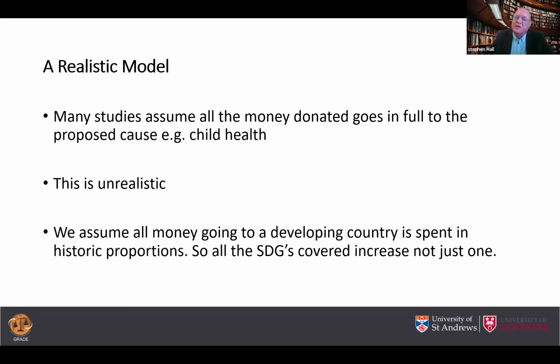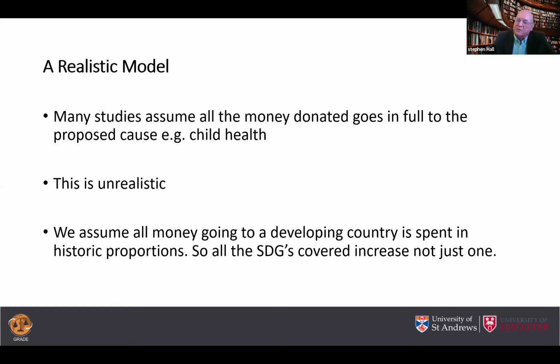We also argue that this is a realistic model, and this is an important thing to understand about the grade system. In many advocacy cases, people argue that we should spend a certain amount of money on a certain activity, for instance, vaccinating children in a particular developing country, and they work out the cost of that. The problem with that is if you gave a developing country that amount of money, they simply wouldn't spend all that money on vaccinating children. They'd spread it around their general budget. And so that's an unrealistic assumption.